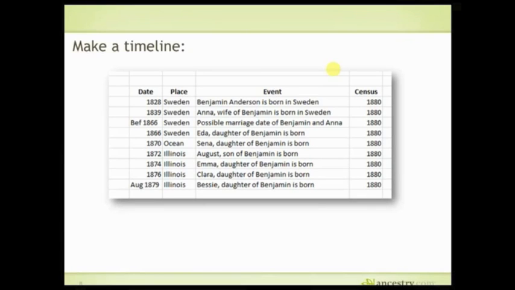Bottom line, make a timeline. This family is just full of information. Put birth dates and places. That alone gives you a timeline of where they were and where you should start looking for records.